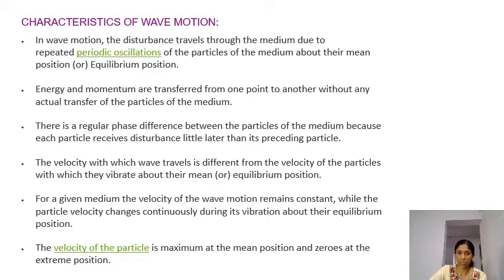Next, energy and momentum are transferred from one point to another without the actual transfer of the particles of the medium. There is no movement of the particles. The energy is transferred from one particle to another particle. Definitely, there will be a phase difference between the two particles, because one particle starts vibrating and then transfers the energy to the next particle. So there is a phase difference between the first particle and the second particle, or the first particle and the fifth particle, likewise. There is a phase difference between the particles of the medium.